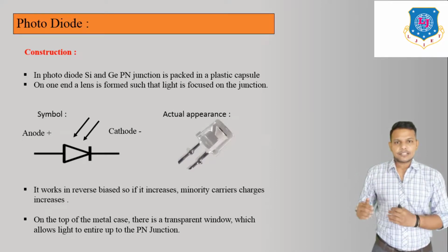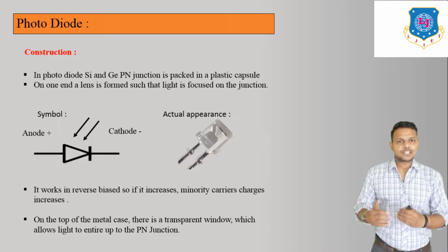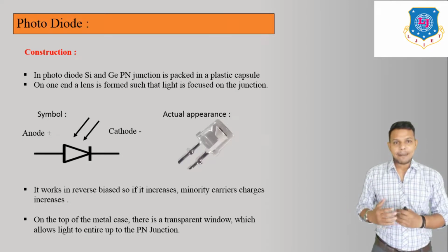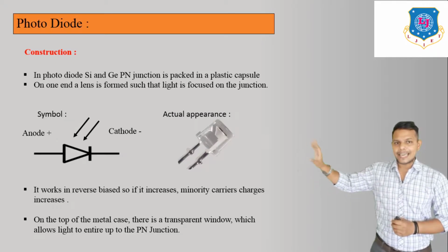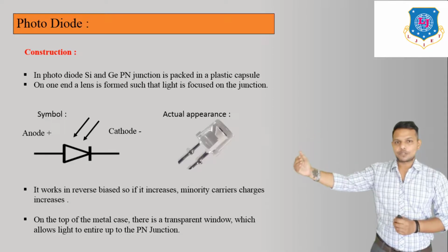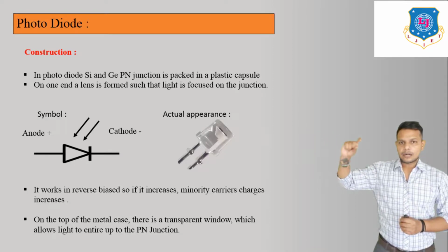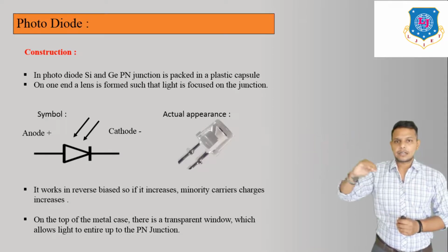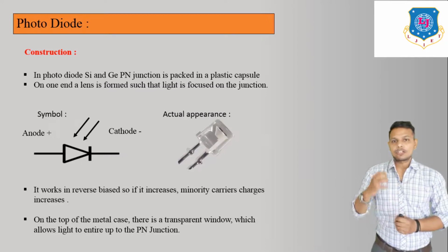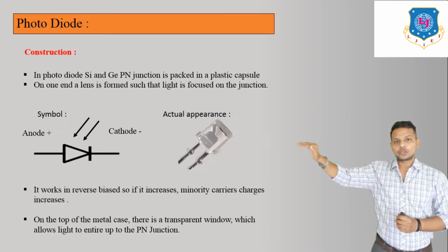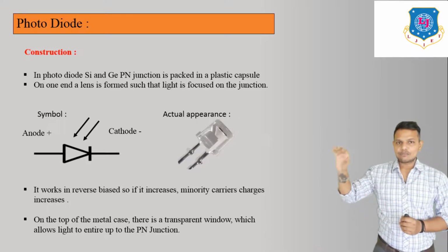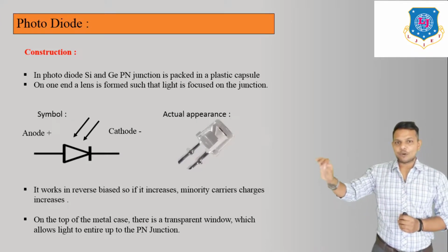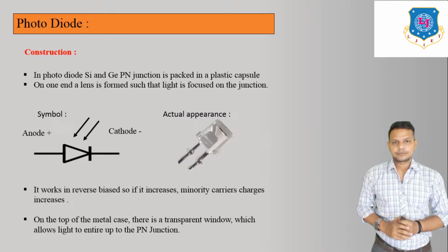Photodiode is constructed with the help of silicon and germanium material. It is packed in a plastic capsule. Here we can see the actual appearance of a photodiode. It is in a plastic capsule, and its upper side is totally transparent because light enters through this upper side. One end of the lens is formed such that light is focused on the junction.